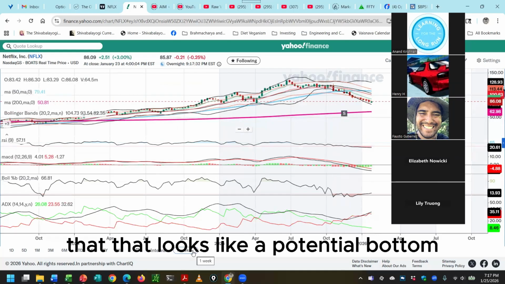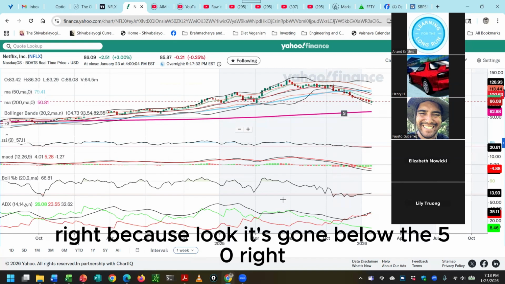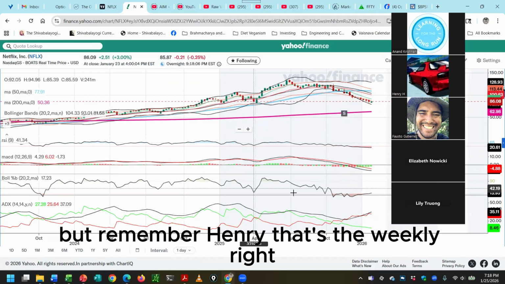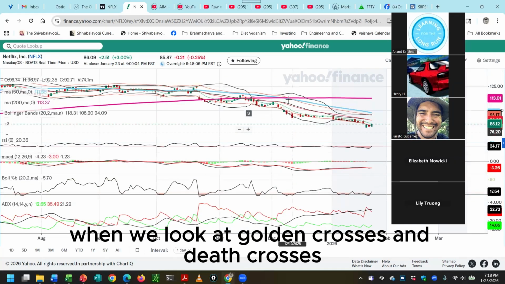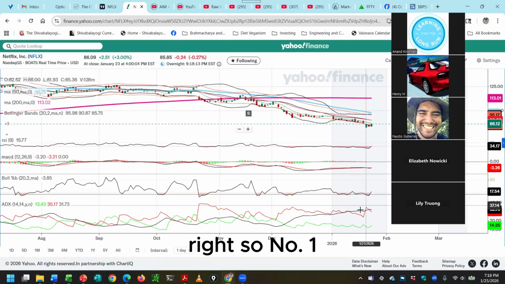That looks like a potential bottom. That does, it can be, yes, right? Because look, it's gone below the 50, right? But remember, Henry, that's the weekly. When we look at golden crosses and death crosses, we are usually using the daily, right? So number one, right?